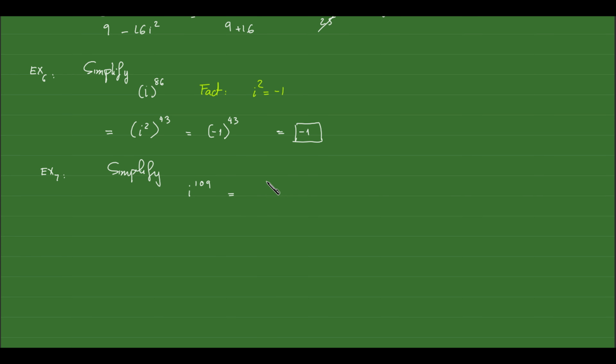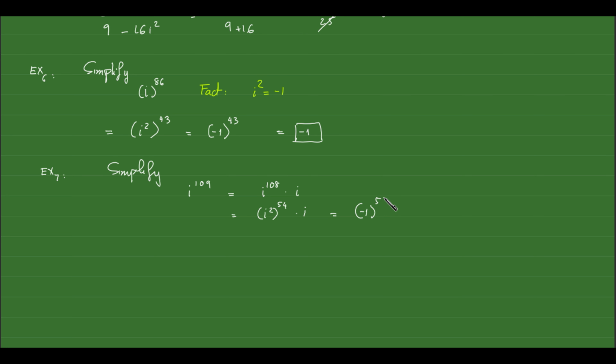i^109, we know that 2 is not going into 109, but we know 2 goes into 108, so I can split it into i^108 times i, right? And 108, 2 goes into 108, so I can write this as i squared raised to what? 108 over 2 is 54, right? Times i. And now what? Now i squared equals -1.